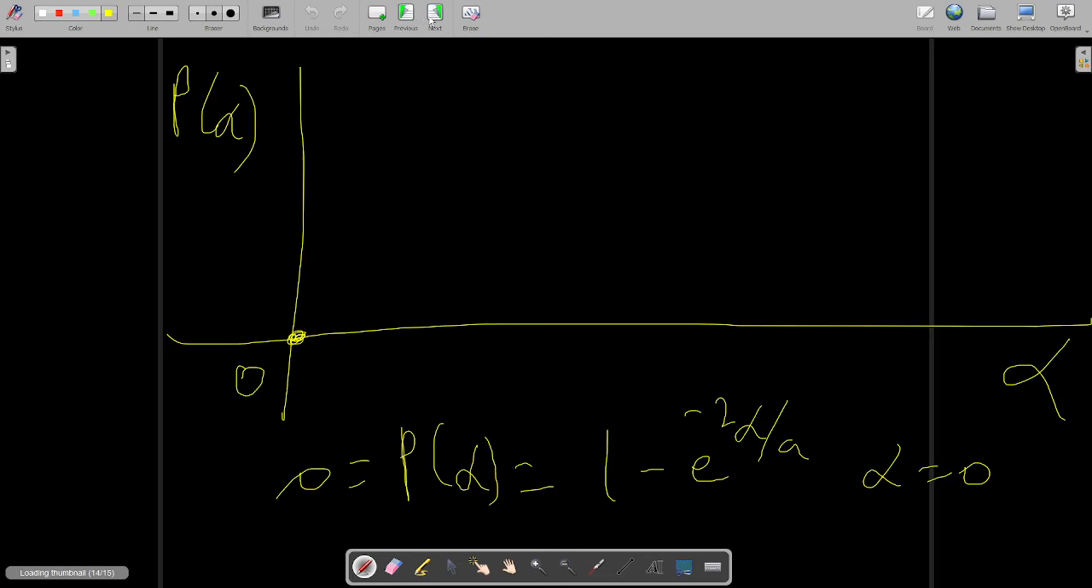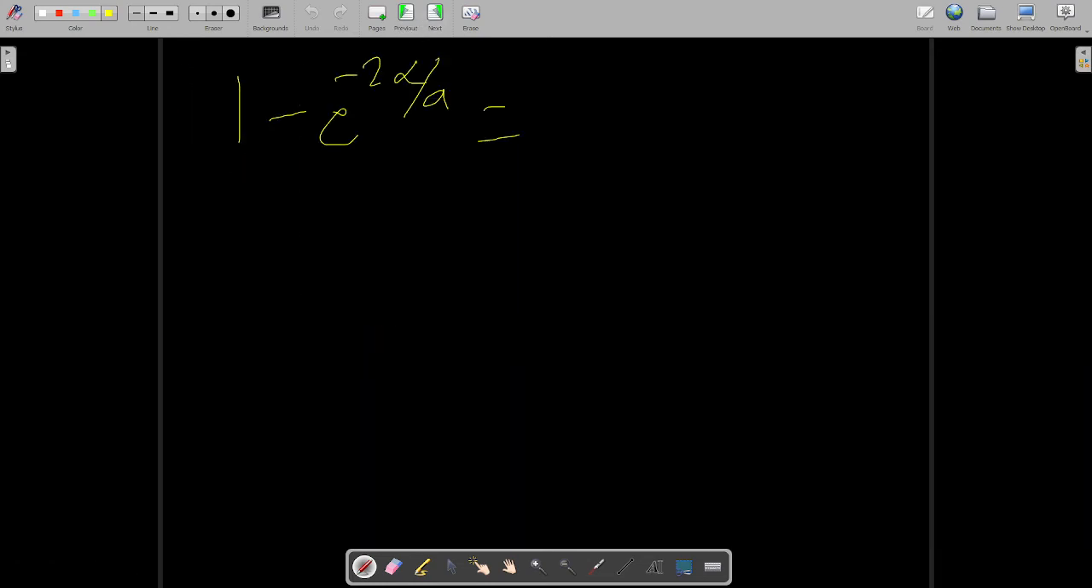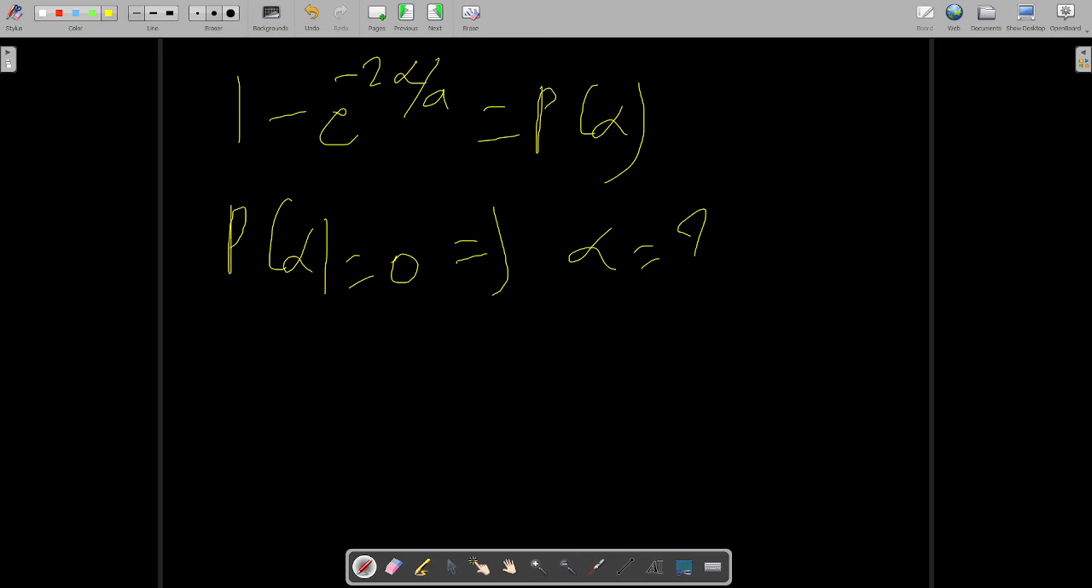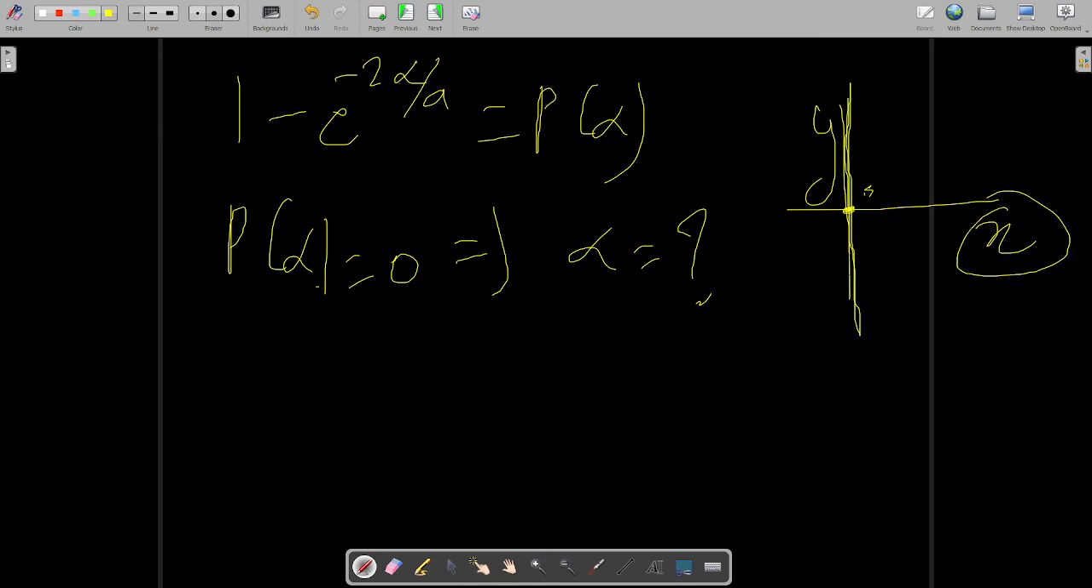So this is basically your P(alpha). Now if P(alpha) is 0, what will be the value of alpha? We have to find that, because in order to draw a graph you must have both the x coordinate and the y coordinate. We know P(alpha) equal to 0, so the y coordinate is fixed at 0. Now we have to fix the x coordinate.